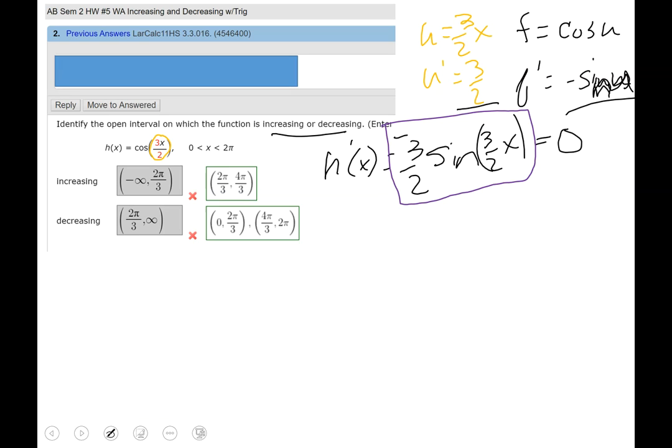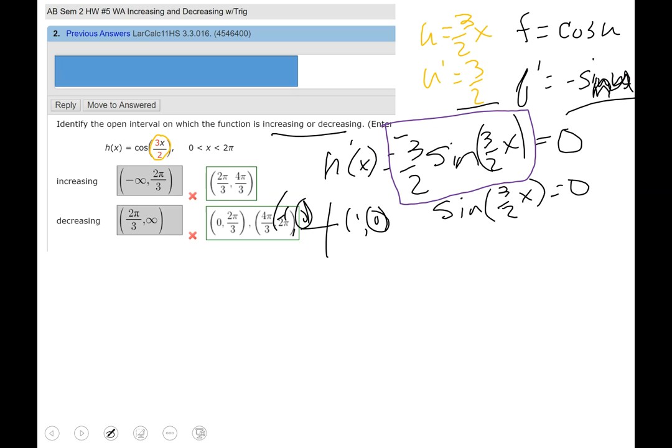Okay, so to undo this, I'm going to take this negative 3 halves to the other side. When I multiply it by negative 2/3, the reciprocal, times 0, I get 0. So I'm looking for where the sine of 3 halves x equals 0. So I'm going to go back to my unit circle, okay? I am looking for every radian measure where the y value is equal to 0.